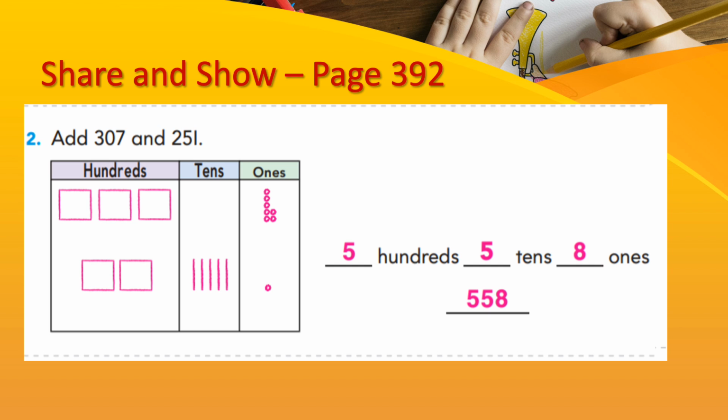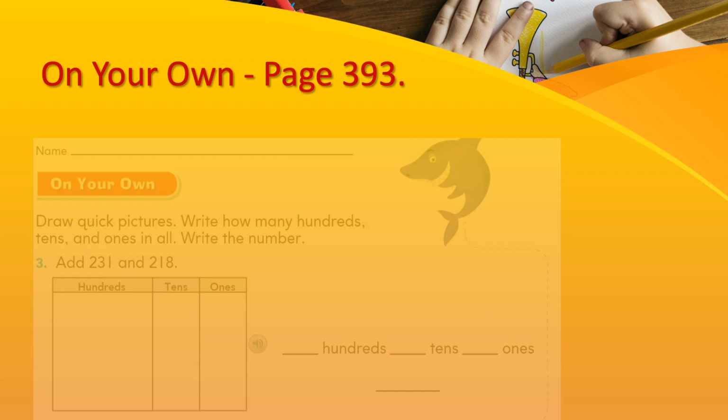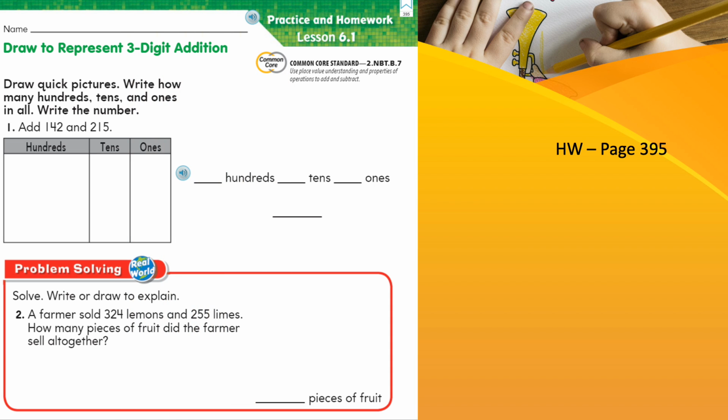So show me that you've understood by solving the next page, which is 393, on your own. Like I said, page 393, on your own, you will complete number 3 and you will bring it to class and we'll have it marked tomorrow. Page 395 will be your homework. Please complete page 395 as your homework. Most of you are doing your homework and I'm very happy about it. For those who are not, please, this is very important. You must do your homework every day.